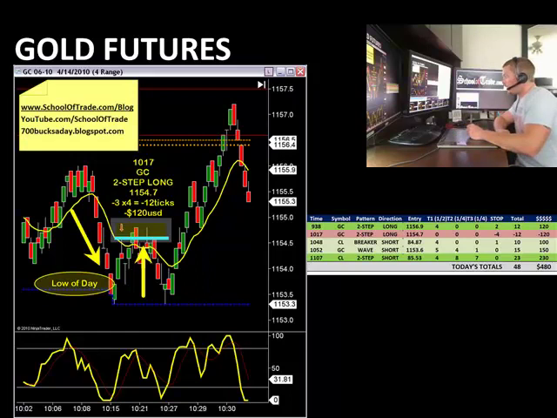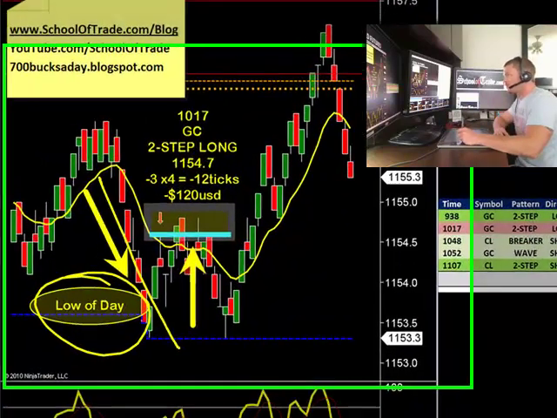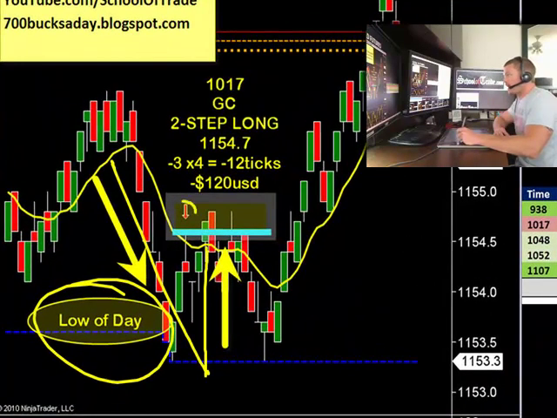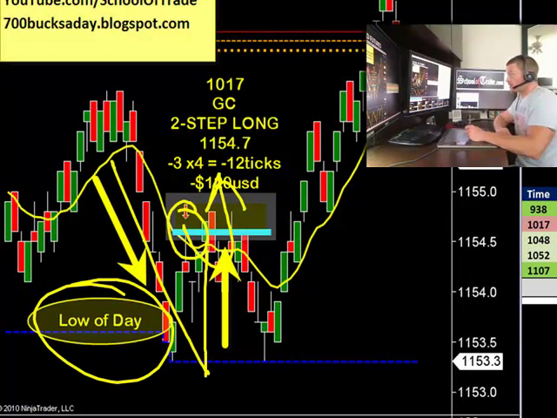You'll see here another, what we like to say is the picture-perfect two-step patterns here. And these really are, guys. At 10:17 here on gold for a two-step, you get the low of day here. Whenever we see the low of day, we're always thinking to ourselves, two-step long. Right? So the low of day here, we test the lows, we bounce off the lows, we make a swing high, then we break above that swing high for our breaker pattern, two-step pattern to the long side.